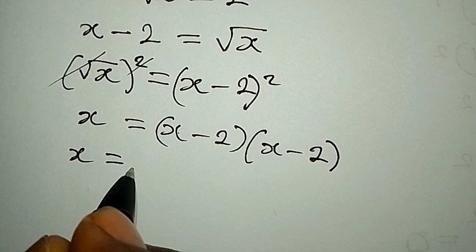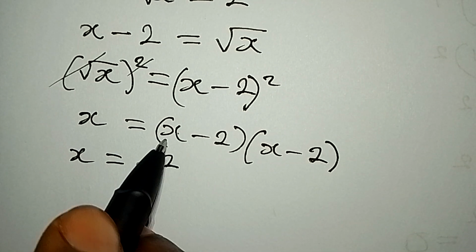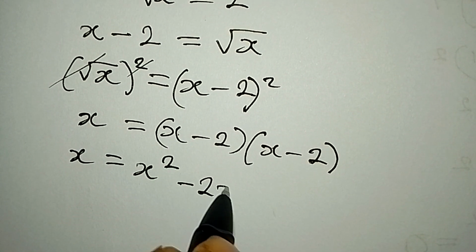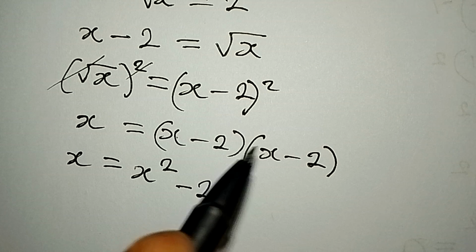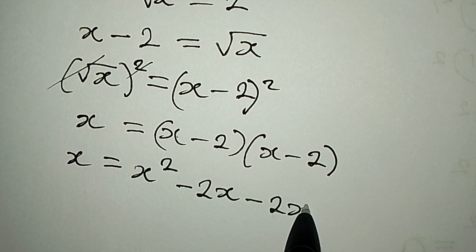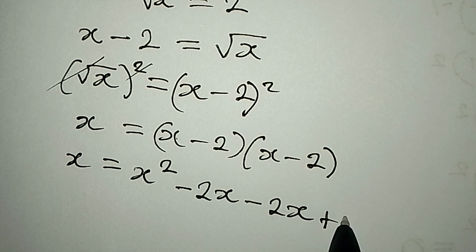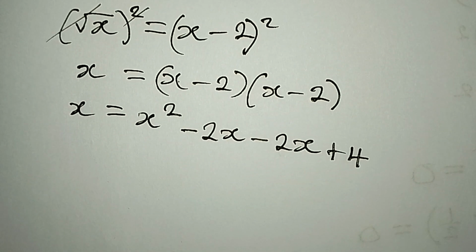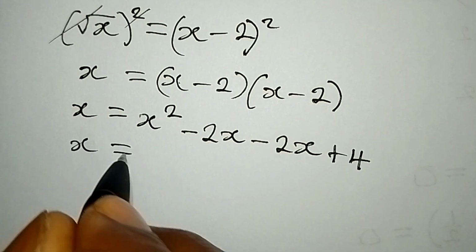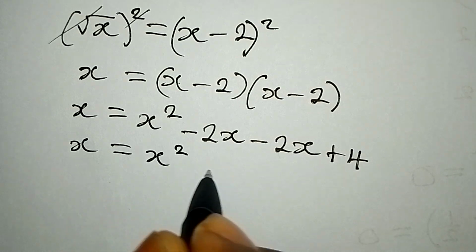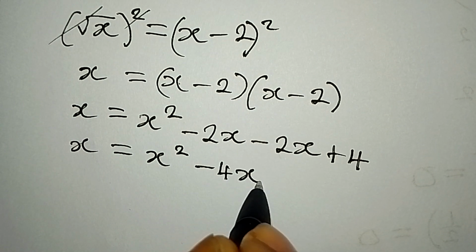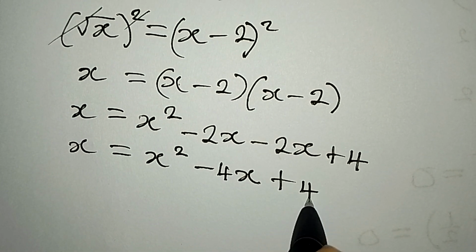x times x will give us x squared. x times minus 2 is minus 2x. Then minus 2 times x is minus 2x. Minus 2 times minus 2 will give us plus 4. So this means that x is equal to x squared minus 4x plus 4.